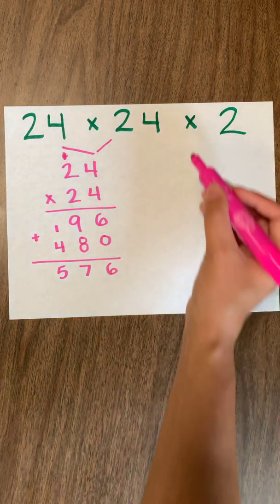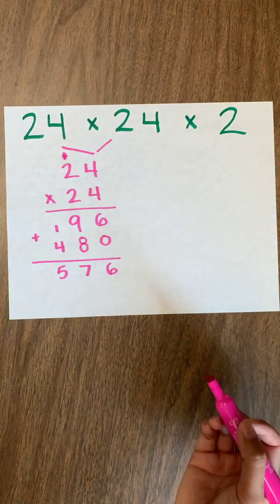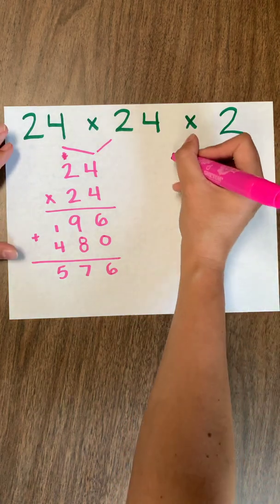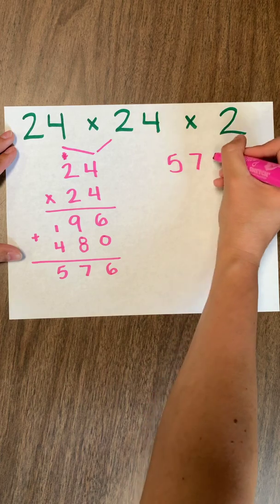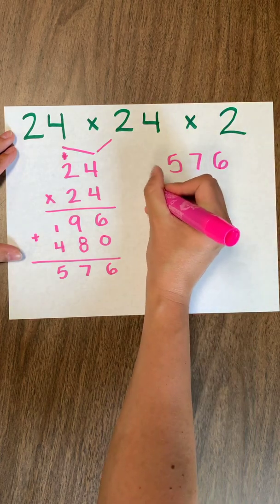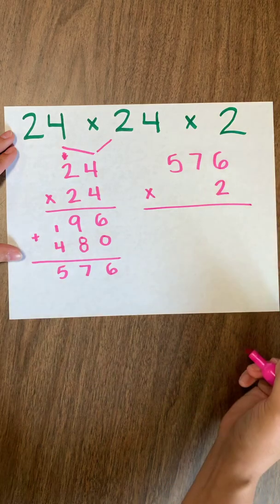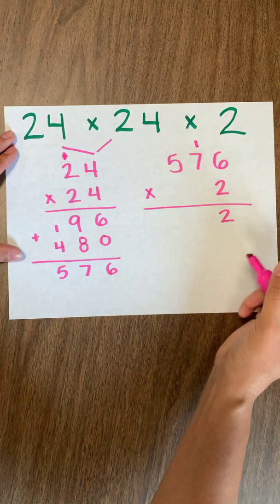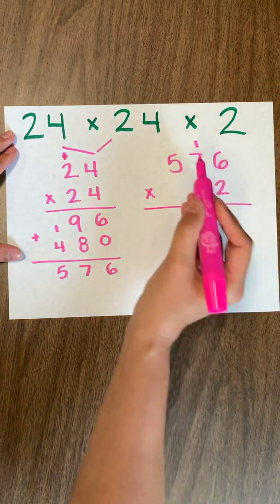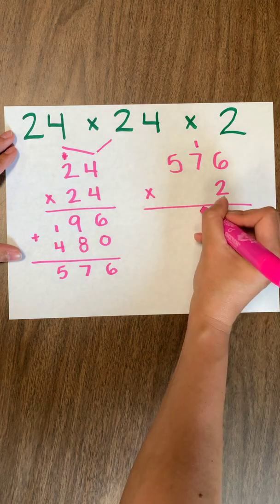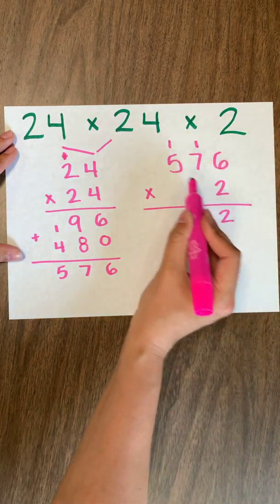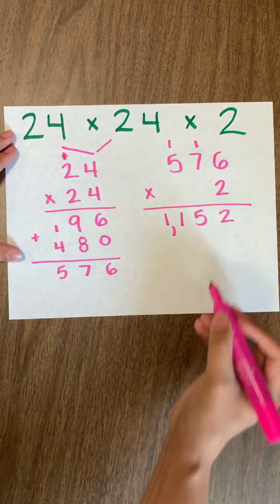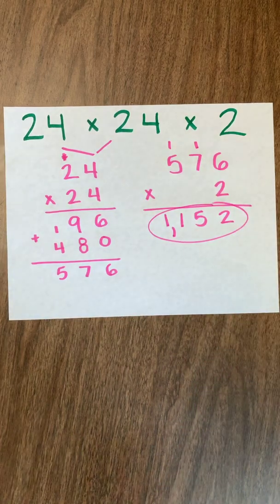But I know I'm not quite done yet because I was ignoring that times 2. So now my new problem is going to be 576 times 2. Again, that's a large problem, so I'm going to stack it right from the get-go. So 576 times 2. Here we go. 2 times 6 is 12. Write the 2, regroup the 1. 2 times 7 is 14. Plus 1 more would be 15. Write the 5, regroup the 1. 2 times 5 is 10. Plus 1 more would be 11. So we end up with a final answer of 1,152.